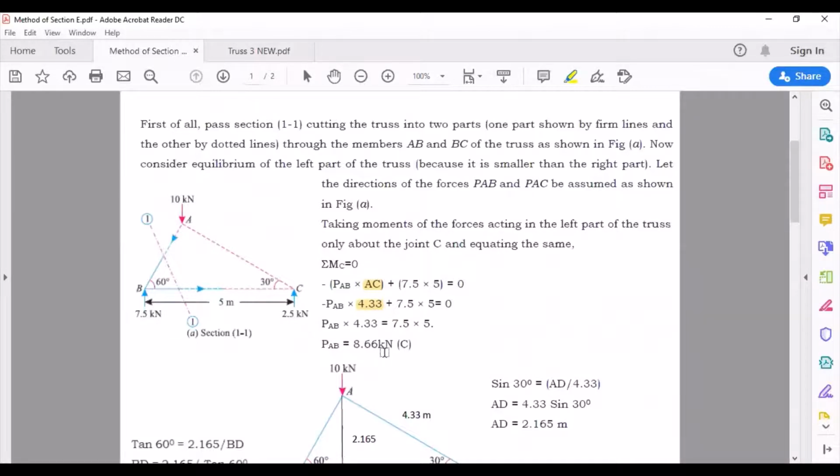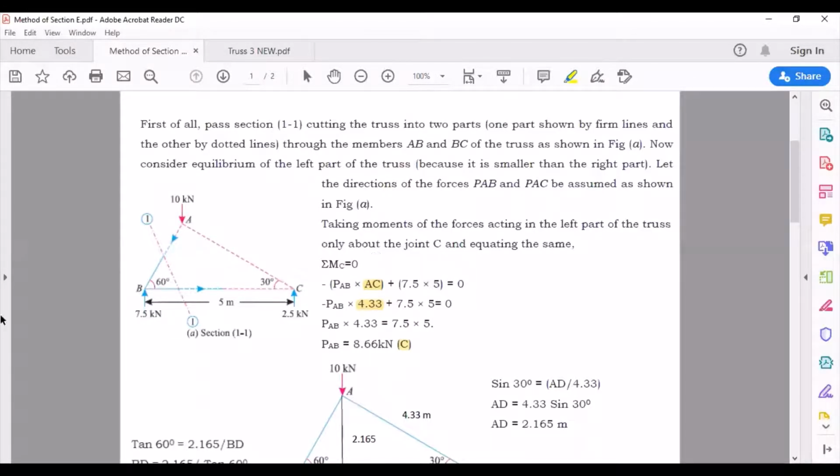Rearrange the terms here and you will get the value of PAB. Now you got the PAB value with a positive sign, that is 8.66, which means that this direction which is assumed is correct. And I have told you that whenever the direction of a member force is moving towards the joint, it means that it is a compressive force, and that is why we have written it is a compressive force. So you have calculated PAB.